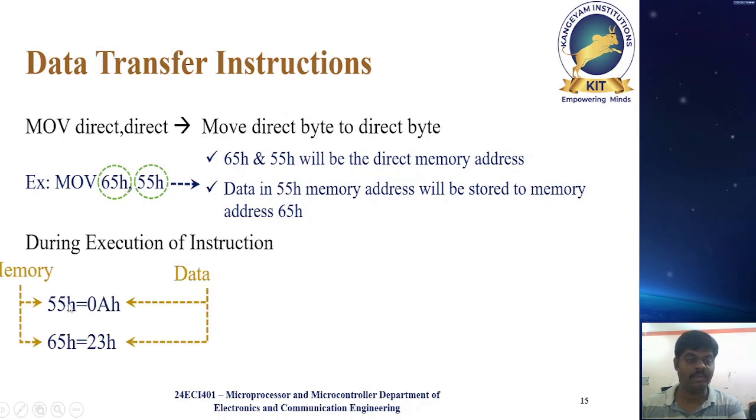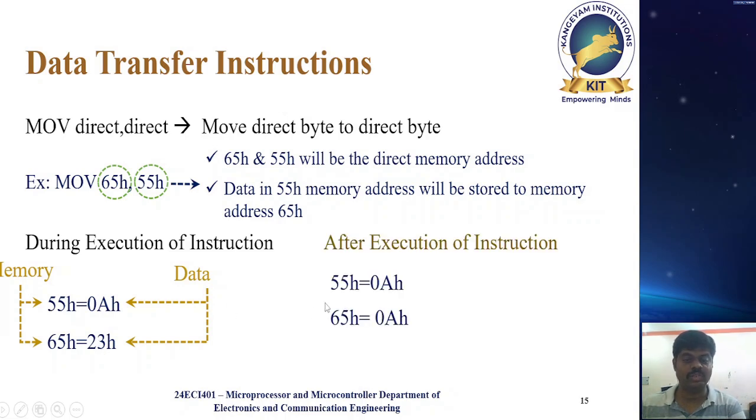A simple example: suppose 55 has data 0A and 65 has data 23. What happens here? After executing the instruction, the data of memory location 55 will be loaded to memory location 65. That means the data from here will be stored here. So this is what happens. 55 will have 0A and also 65 will have 0A. This is what happens with this instruction.